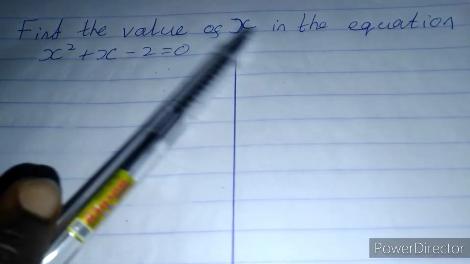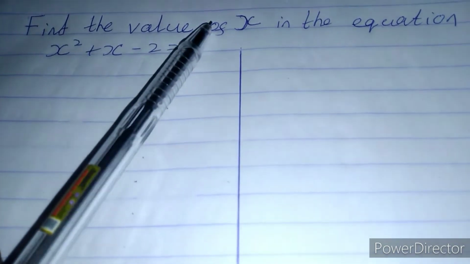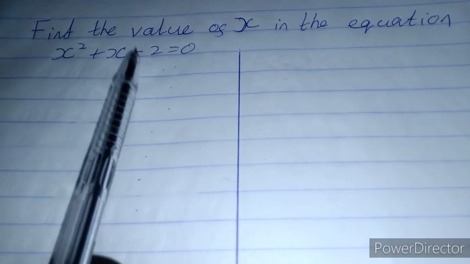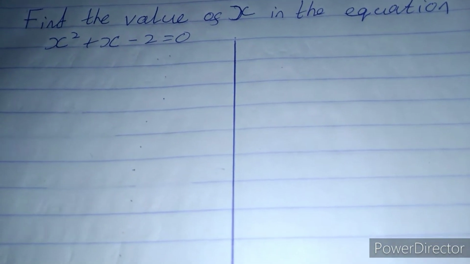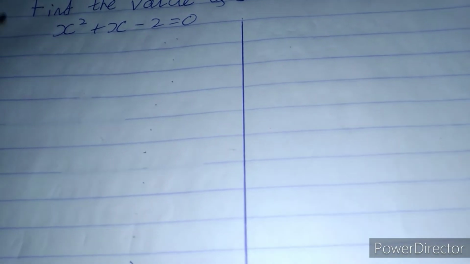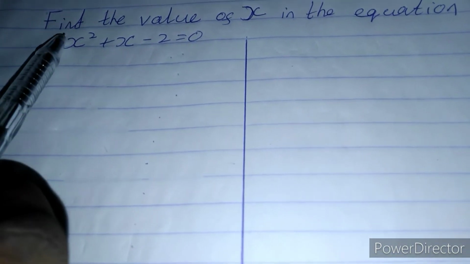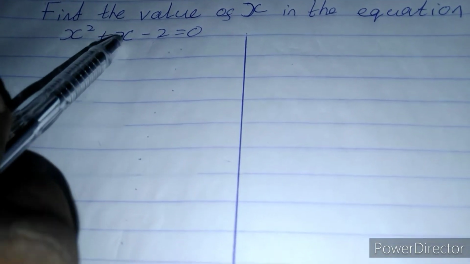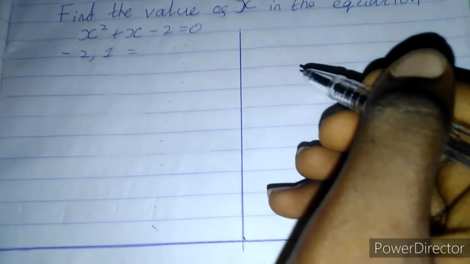Okay, we are down to the second question. Find the value of x in the equation x squared plus x minus 2 equals 0. Okay, as I said earlier, we look for any two numbers that when we multiply them together will give us minus 2, and when we add them together would give us x. What if we tried minus 2, comma 1? Would this work?